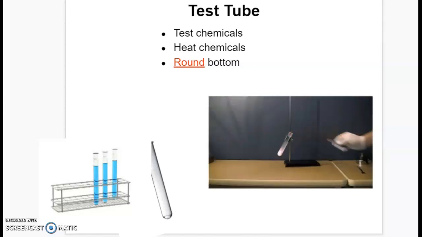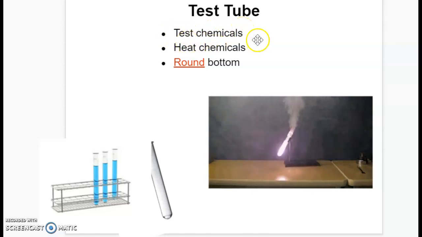Test tube. Test tubes are used to test chemicals, heat chemicals, and they have a round bottom. We don't use them too often this year, but you will in middle school and in high school as well.